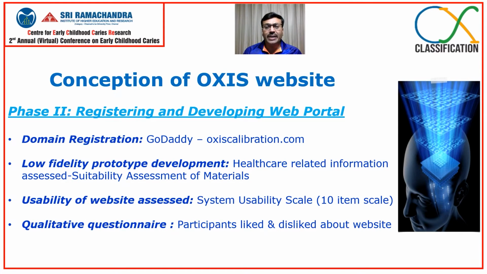The usability of the website was assessed through the System Usability Scale, a 10-item questionnaire administered to users for measuring the perceived ease of use of the web portal. The Suitability Assessment of Materials, abbreviated as SAM, was also used to assess various website domains such as content, graphics, layout, type, font type, learning stimulation, and interactivity.